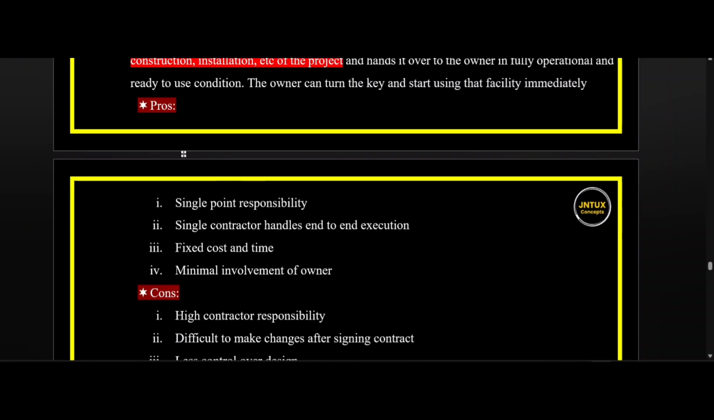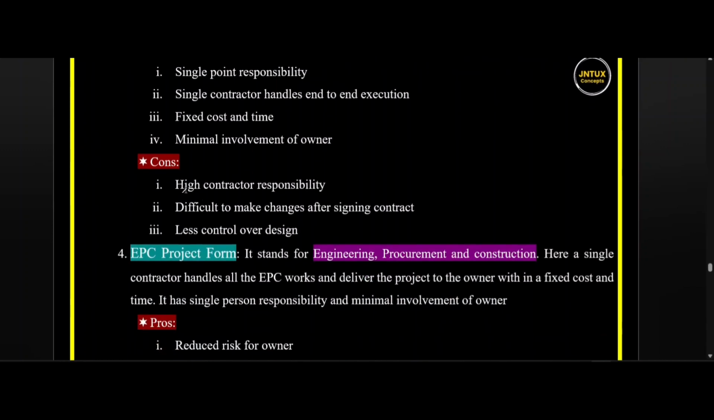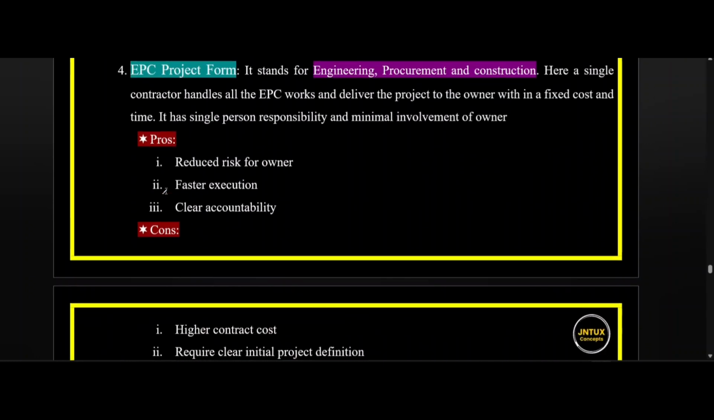Pros for this type of project form are single point responsibility, single contractor handles end-to-end execution, fixed cost and time, and minimal involvement of owner. Whereas cons are high contractor responsibility, difficult to make decisions or changes after signing the contract, less control over design. So now let's move to the fourth type of project form, EPC project form.